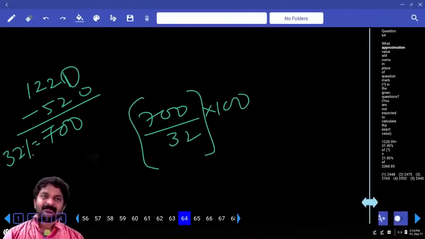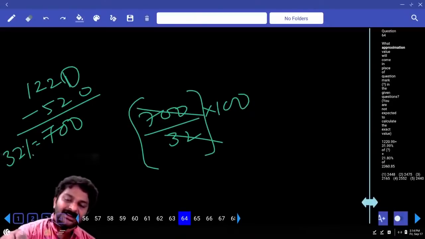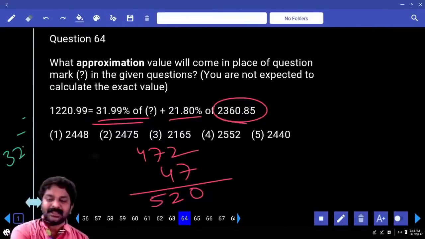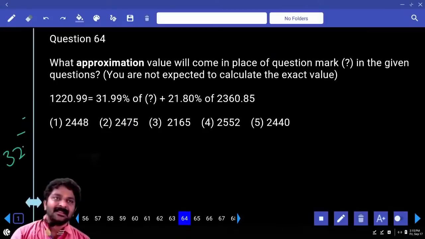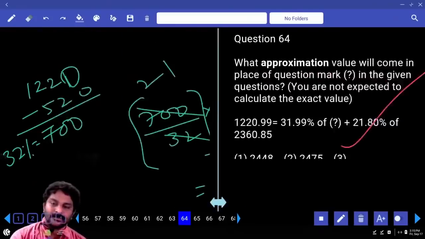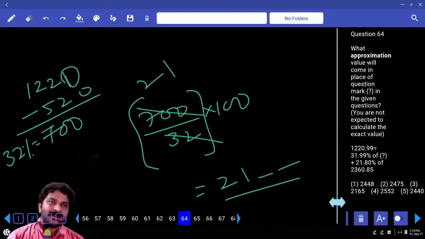700 is 32%, so 1% is 700 by 32. We want to calculate 100%. Come on, cancel. 32 2 times is 64. How much is left? 60. That means 32 1 times only. That means your answer must start with 2100 something. How many options are there? Only one. 2165 final. I know that there are 2 more digits we need to calculate, but that is really not required.